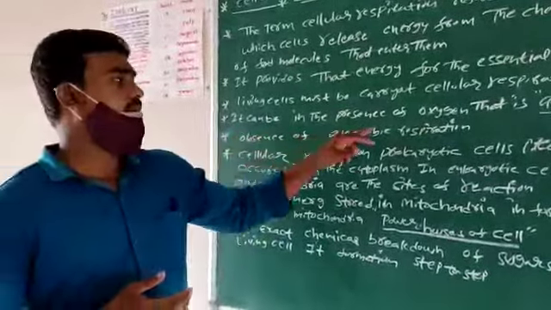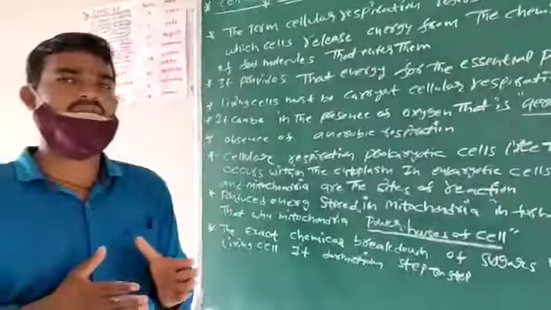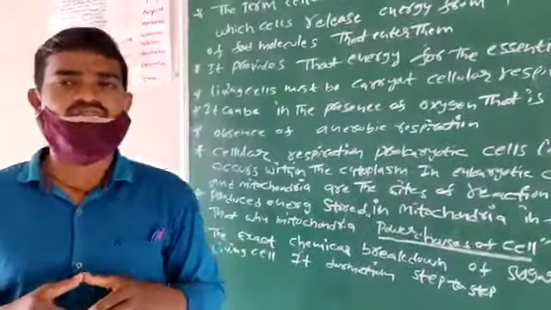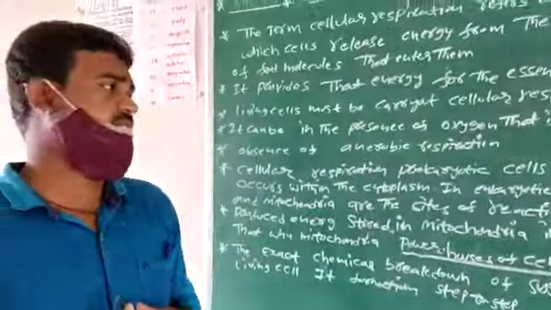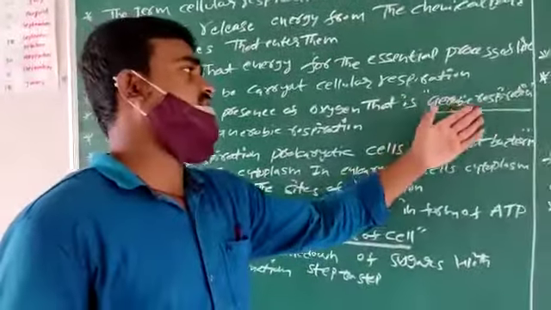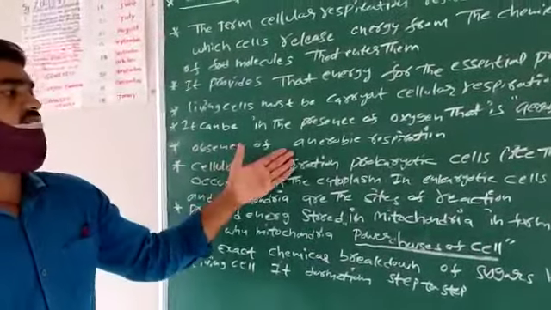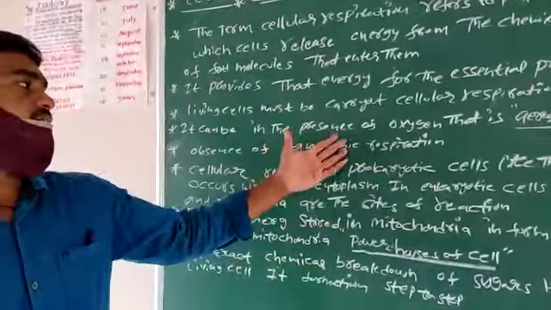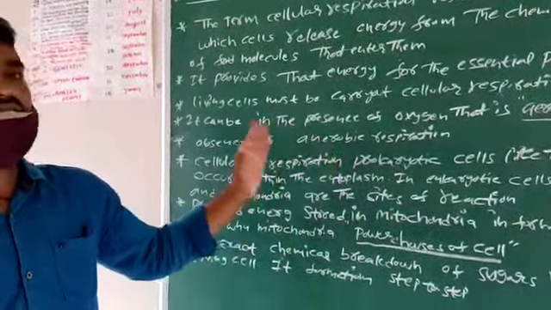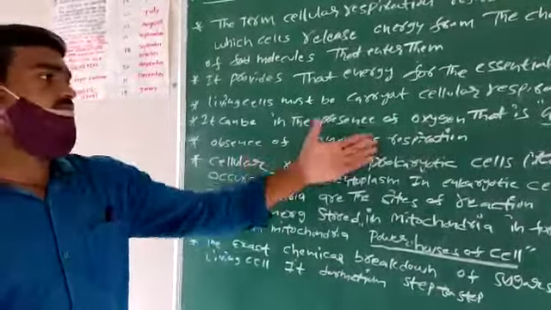It can occur in the presence of oxygen, which is aerobic respiration. This is one of the most important questions of the first unit: aerobic and anaerobic respiration. In aerobic respiration, we are dependent on oxygen. When oxygen is present, it is called aerobic respiration. And the next one, in the absence of oxygen, is called anaerobic respiration. The differences between them are in the first unit, the nutrition topic. So that is an important question.